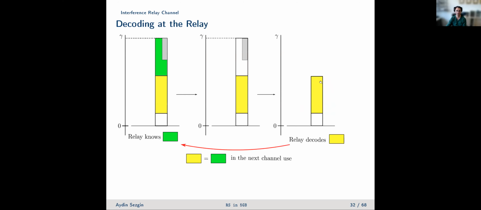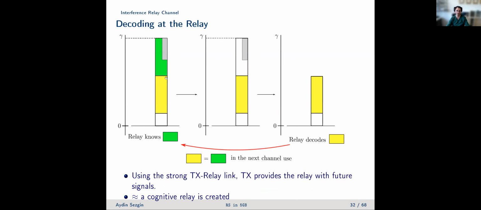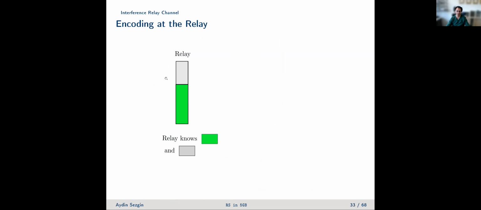That's the relay. Yeah? So in the next channel use, due to this Gauss-Markov encoding, this yellow one turns out to be the green one, because at the transmitters we send these signals again, but at a different level. That means now with the next stage, since I have decoded yellow in this stage, I know it in the next stage, right? So essentially we are creating some kind of a cognitive relay, right? So you see we have used rate splitting. We have split the messages into multiple components.